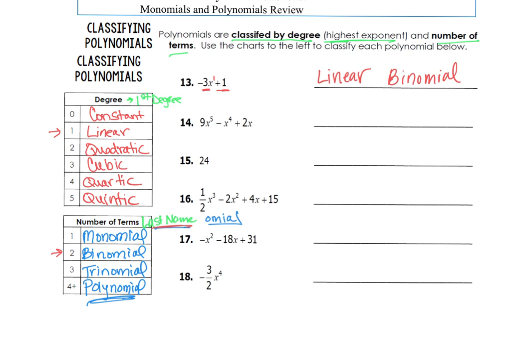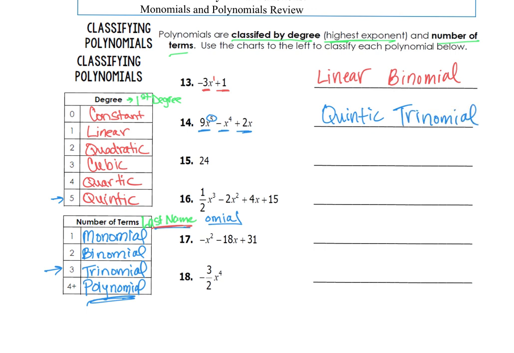The next problem here, let's look. We have 9x to the 5th minus x to the 4th plus 2x. So to classify this, again, I'm looking at the highest exponent in the problem. The highest exponent is 5. So that is quintic for the first name. And then how many terms gives the last name? We have 1, 2, 3. Plus and minus signs separate terms in case you're not sure. So 3 terms makes the last name trinomial.